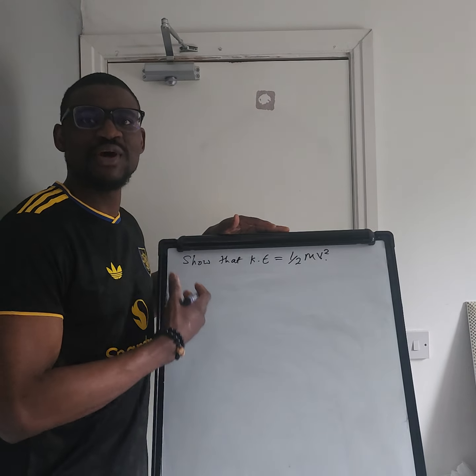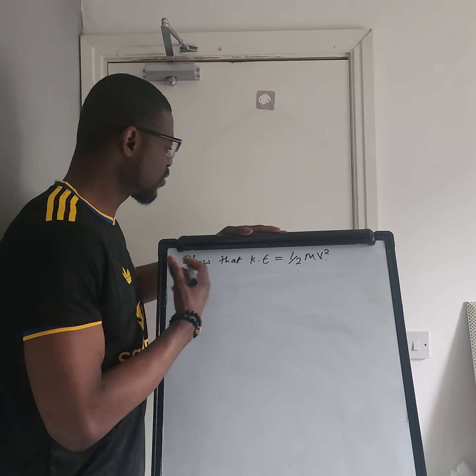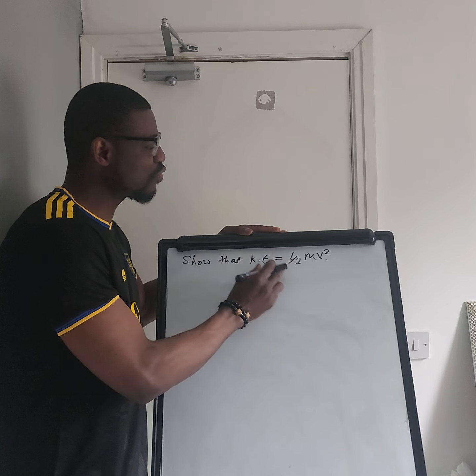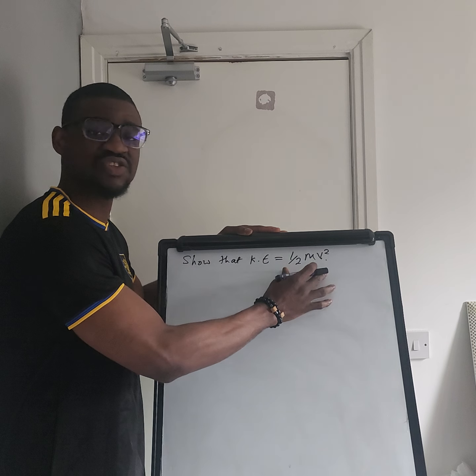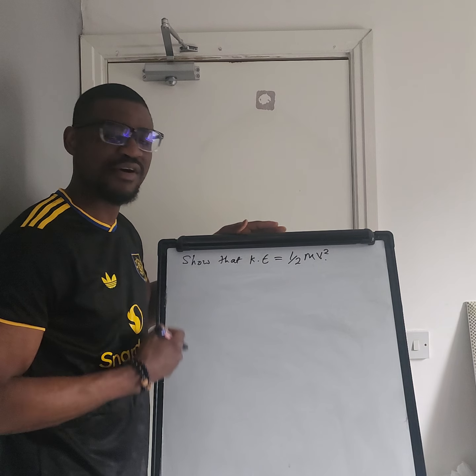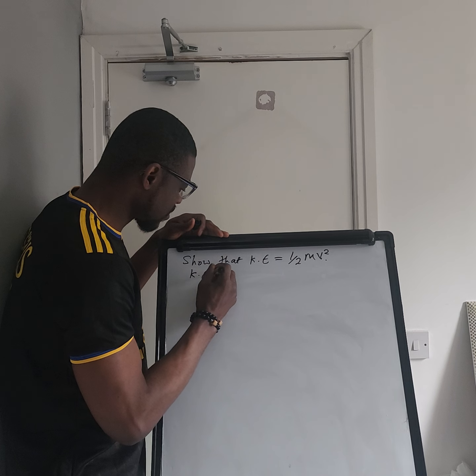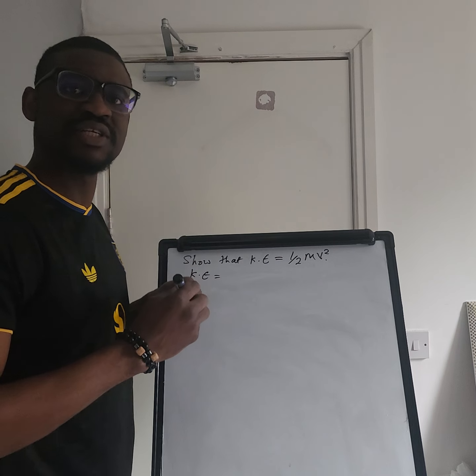Let me show you how you can deal with this physics problem. It says, show that kinetic energy equals 1 over 2 mv squared, where m stands for your mass and v stands for speed or velocity. So, kinetic energy, what is the kinetic energy of a body?